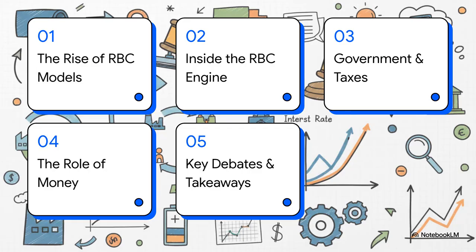Here's our game plan. First, we'll look at why RBC models came to be. Then we're going to pop the hood and look at the core mechanics of the model, the engine, if you will. After that, we'll start adding parts. First, government and taxes, then we'll plug in money, and we'll wrap it all up with the key debates and the big takeaways that you'll definitely want to have locked down for your exam.